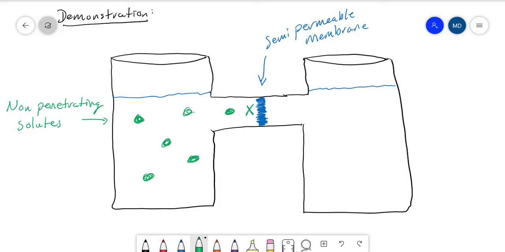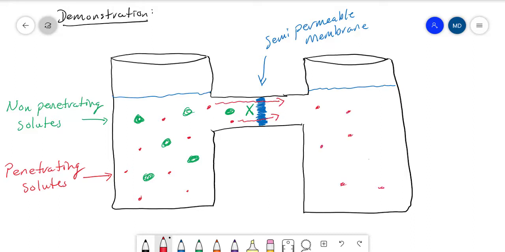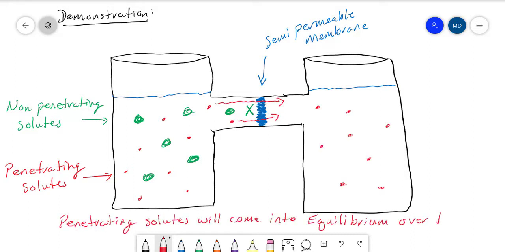on the right. Now imagine that we add a small, penetrating solute to the beaker on the left also. Because this molecule is small enough to penetrate through the holes of the membrane, it will eventually diffuse over to the beaker on the right until it comes into equilibrium.